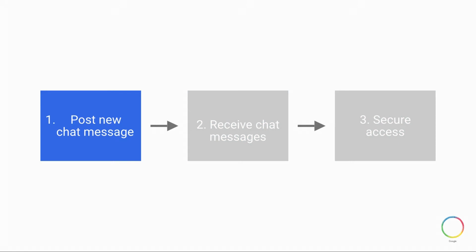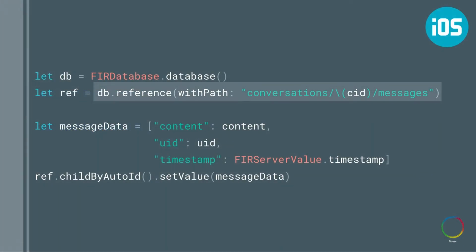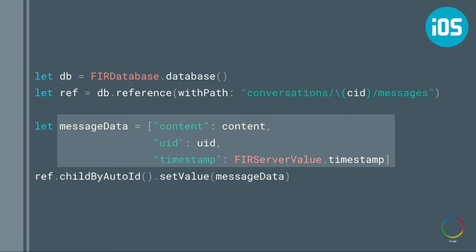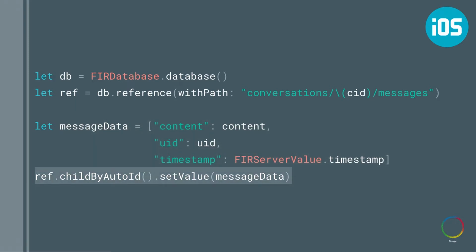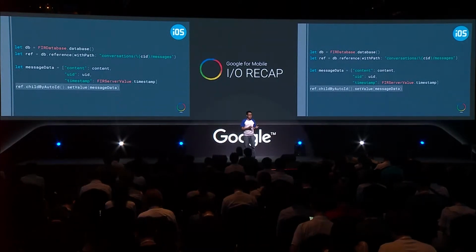Let's take a look at the first step, posting messages to the database. We'll start by specifying where we want to store our chat message in the database. This is the path that I have shown you a few slides before this on the database structure slide. And then we compose our chat message object, which is the representation of our chat message in the database. It contains the message content and some metadata. And finally, we ask the Firebase SDK to save the message object to the cloud. That's all we have to do to store our message.